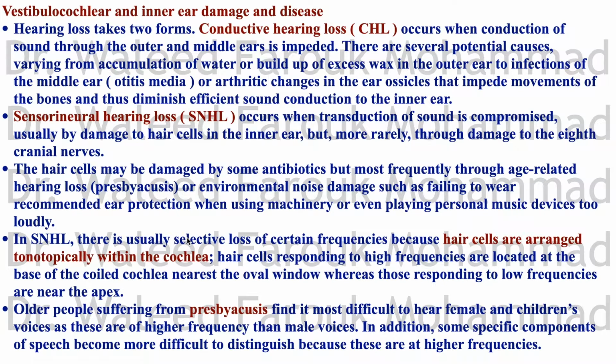Damage to the vestibulocochlear nerve and inner ear exhibits itself as hearing loss, and the hearing loss takes two forms: either conductive hearing loss or sensory neural hearing loss. Conductive, from the name conduction, involves the conduction of the physical sound waves to the inner ear, and sensory neural hearing loss involves the receptors itself.